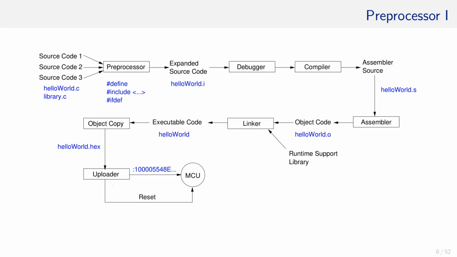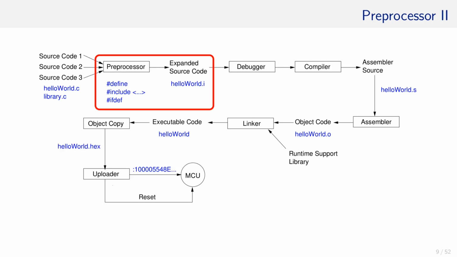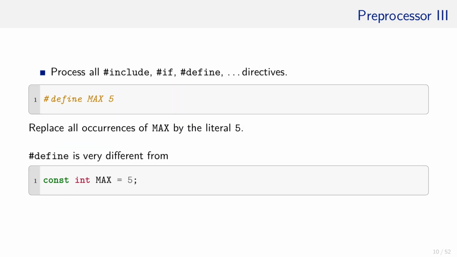The first stage of the journey of your source code through the compiler chain is the preprocessor. It processes all directives which start with a hash. For instance, here in this example, the developer indicated that the literal max should be replaced by 5. Then, the preprocessor scans through the source code and replaces all max with 5. Hence, #define is quite different from, for instance, const int max = 5.